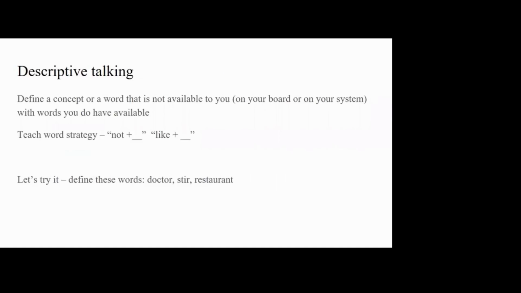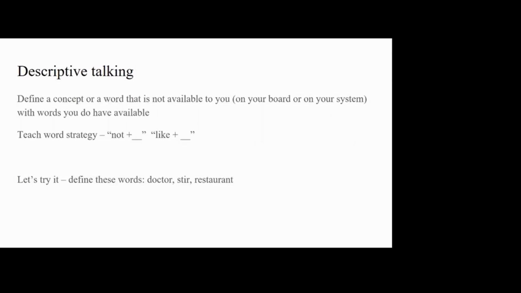Okay? So when we talk about descriptive talking, we're really thinking about defining a concept or a word that is not available to you on your board or on your system with words you do have available. So lots of ways to do this, right? And again, this is not something that maybe the kids are gonna do out of the blue. This requires modeling. So you're gonna go back to that Carol Zangari slide where first you teach aided language intervention, right? Like, it is big. First, you show them where those words are, and this is what you might say to describe Jupiter. It is big. And then you go in and you provide opportunities to learn, to teach them about Jupiter, about big things, okay? So you follow that path that she talks about.